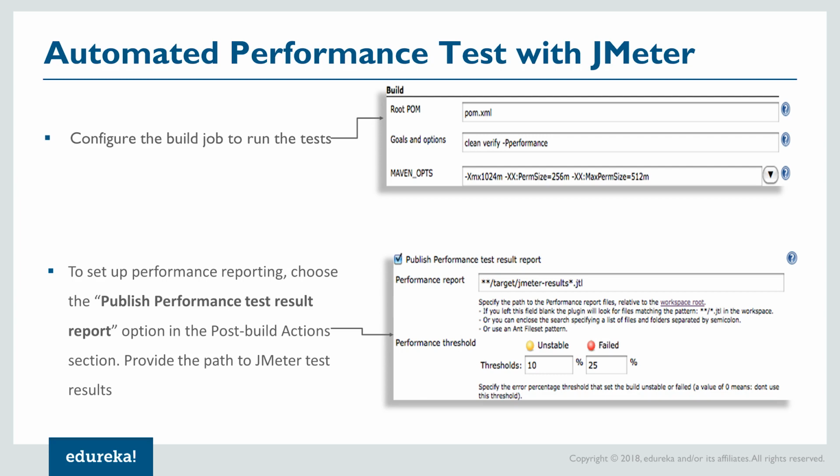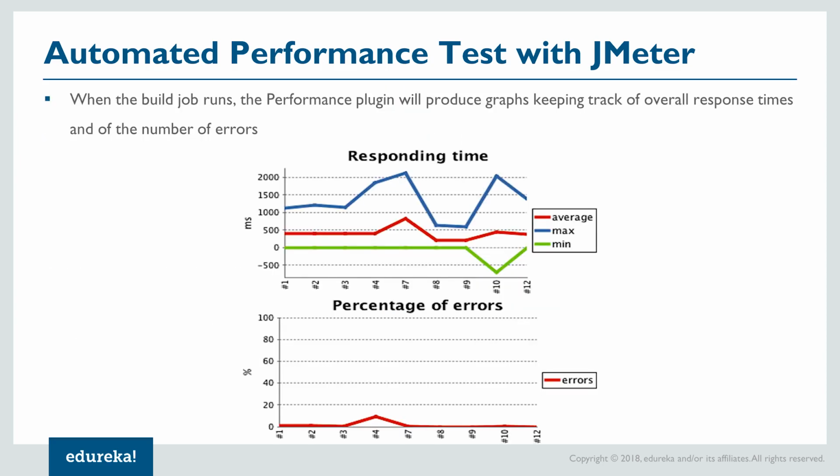And to set up the reporting, you need to choose this option called Publish Performance Test Result Reports. This will be available under Post Build Actions, and you need to provide the path to JMeter test results. It should look something like this. So once you have done that and built the job, the performance plugin will produce graphs and keep track of overall response times, number of errors, and things like that. And this is how a typical application performance graph will look once you have done a couple of builds.